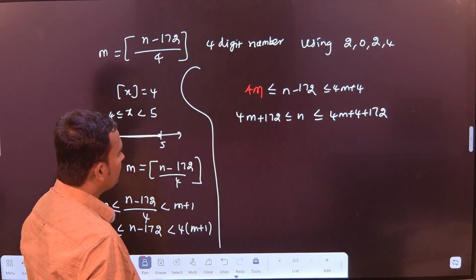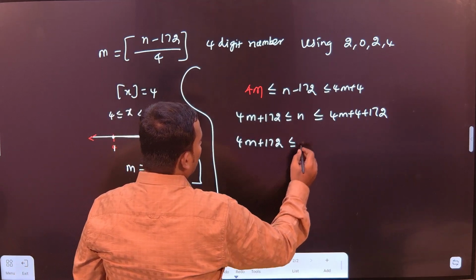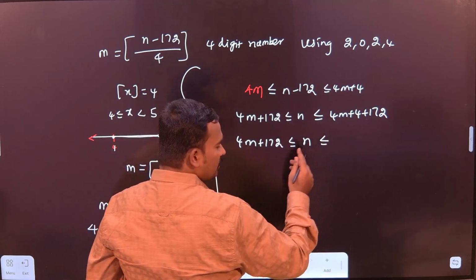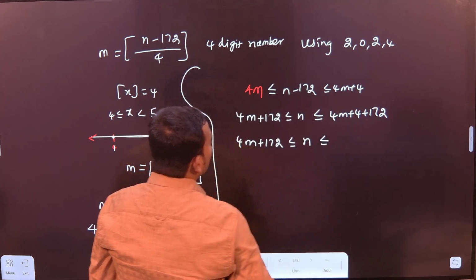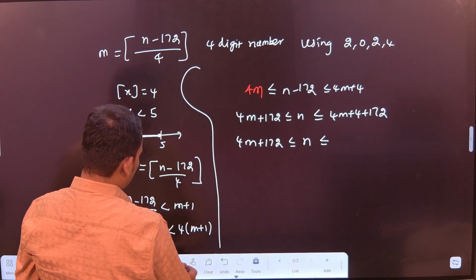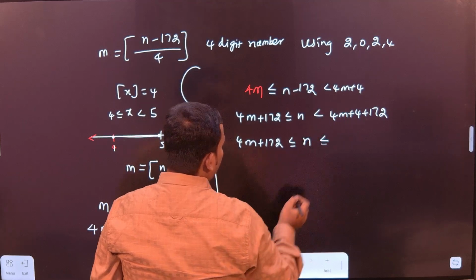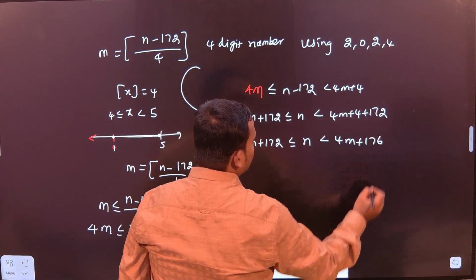Clear? Therefore, n is between 4m plus 172 and, so you should not include this end, less than 4m plus 176.